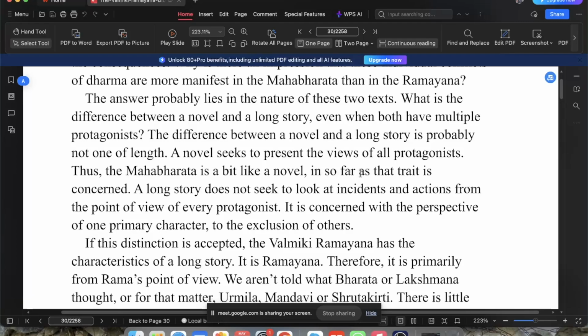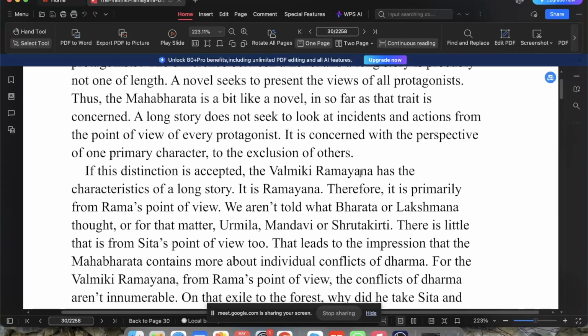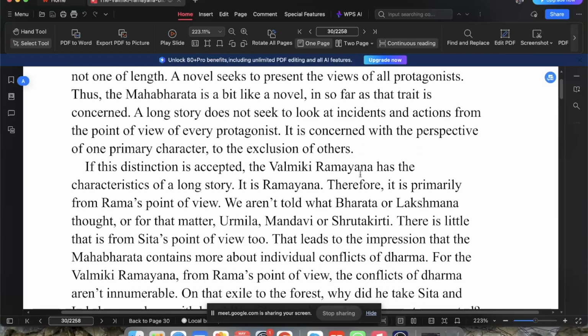A long story does not seek to look at incidents and actions from the point of view of every protagonist. It is concerned with the perspective of one primary character, to the exclusion of others. If this distinction is accepted, the Valmiki Ramayana has the characteristics of a long story. It is Ramayana, therefore, it is primarily from Rama's point of view.